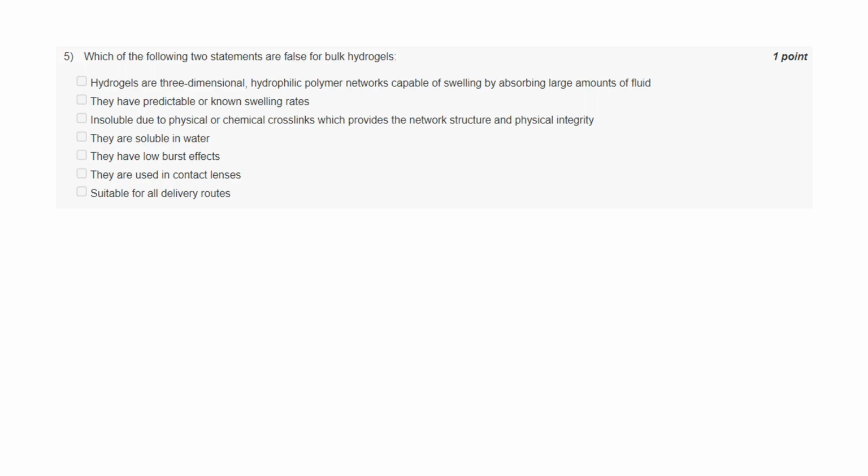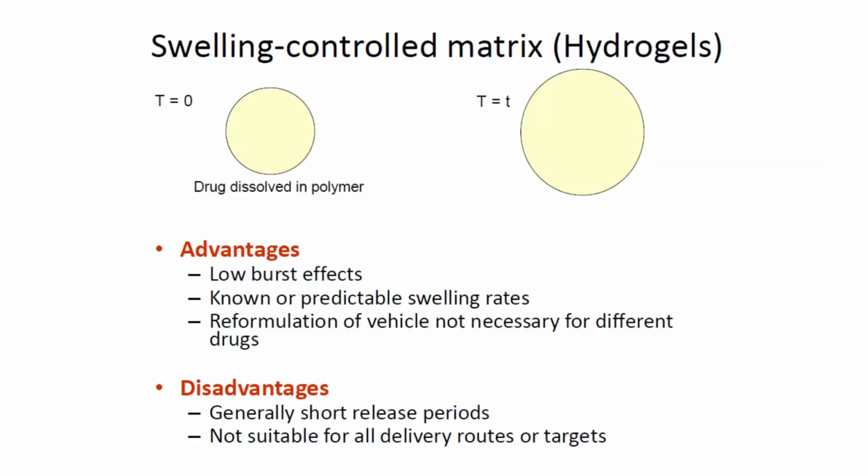No more responses? Okay, yeah, both of these answers are correct. They're soluble in water and suitable for all delivery routes. So this is how we can define a swelling control matrix. That is the hydrogel. You have your drug dissolved in polymer in dry state. Once it comes in contact with water, it is going to swell. And because the pore size now increases, your drugs can easily diffuse out of the system.